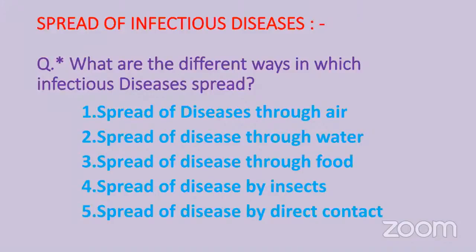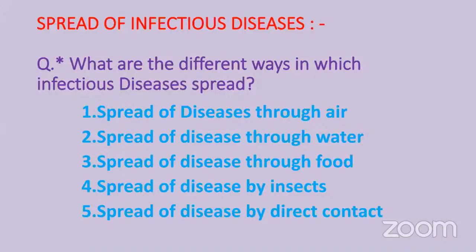Fourth, it spreads by insects. And fifth one, this is spread by direct contact. Direct contact means if you go near that sick person and you are in contact, if you shake hands or if you hug, then that is called direct contact. In this way, the disease spreads.